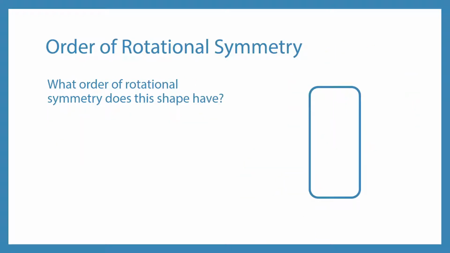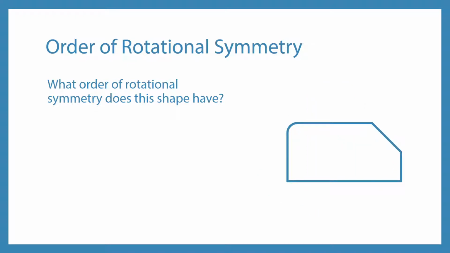Okay, so what order of rotational symmetry do you think this shape would have? Right, so this is like our rectangle, we go 1, 2. So it matches itself twice in a full 360 revolution, so we have 2.